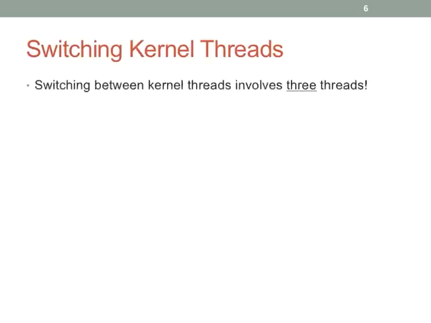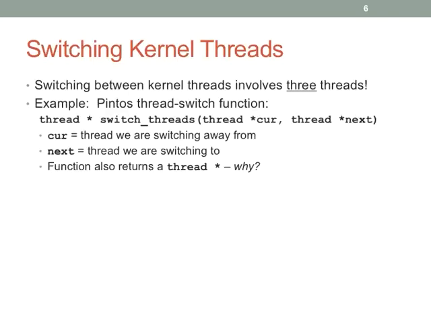So what can we do? We just try to make that as fast as possible. Now, an unusual detail that I thought was worth mentioning in class was that switching between kernel threads actually involves 3 threads, not 2. You think, okay, I'm switching from A to B. Okay, well, where's this 3rd thread come from? And you notice it immediately when you look at the dispatch code from Pintos or from any operating system where you can look at the source code. You see switch threads, you have current and next, and then we return a thread star as well.